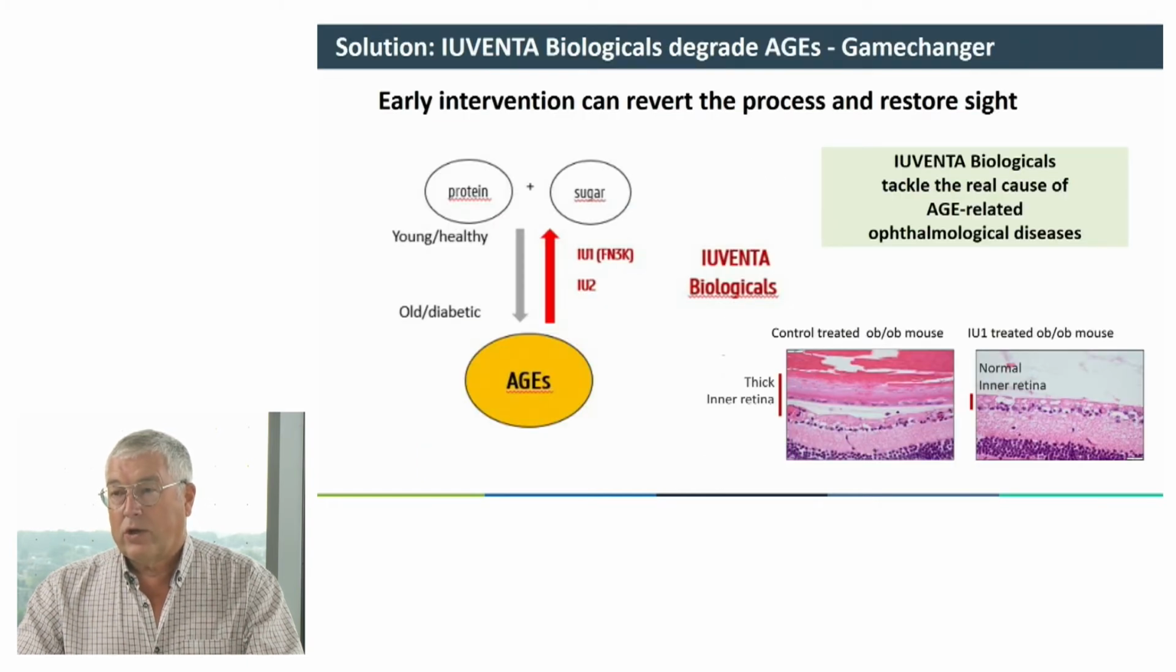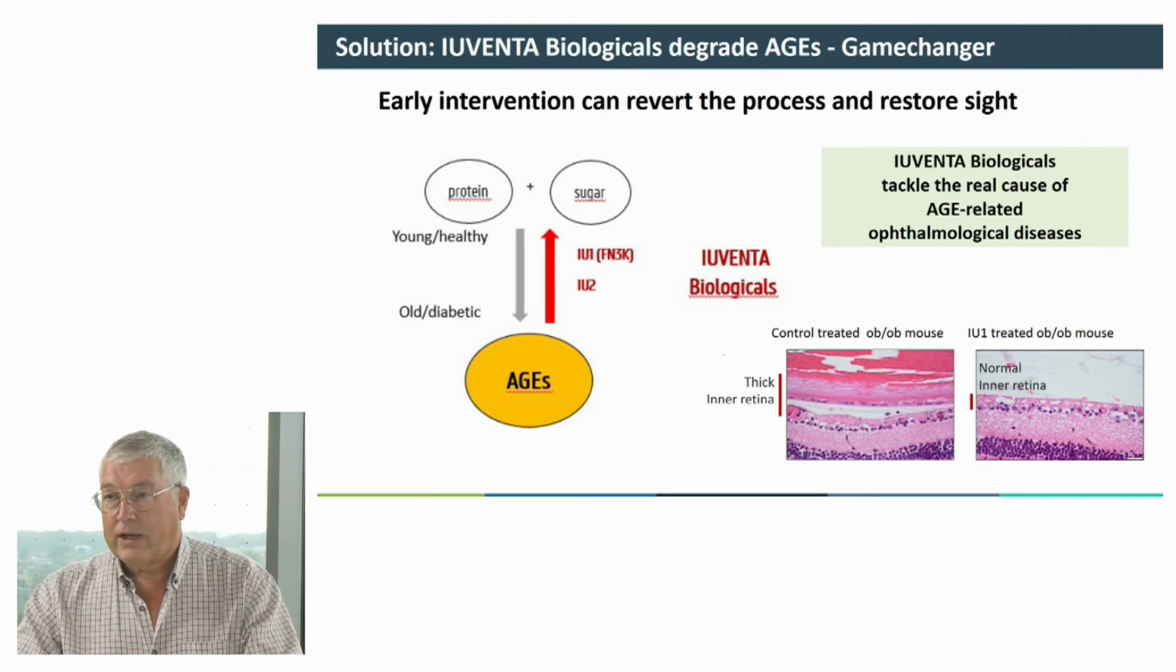The solution that Juventa Biologicals has come up with is to degrade AGEs, which can provide a potential game changer for the treatment of ophthalmological diseases. So early intervention can revert the process and restore sight. Juventa Biologicals has two different enzymes, IU1 and IU2, that can take away the sugar from AGEs, reducing the level of AGEs. So Juventa Biologicals tackles the real cause of age-related ophthalmological diseases.